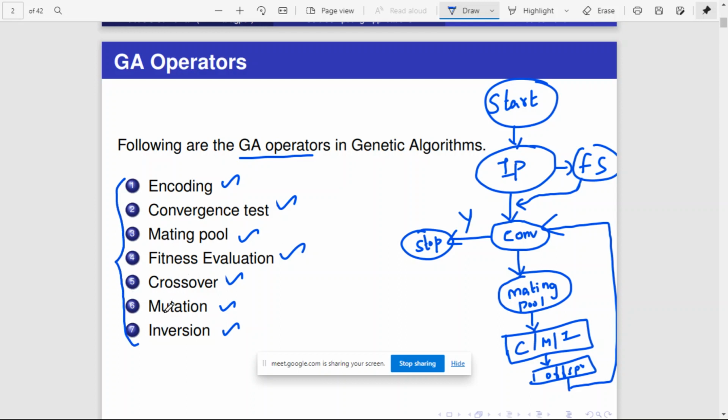So this is what we are going to discuss in the next few lectures. In this lecture we will be discussing only the first operation, which is encoding. So what is encoding used for?